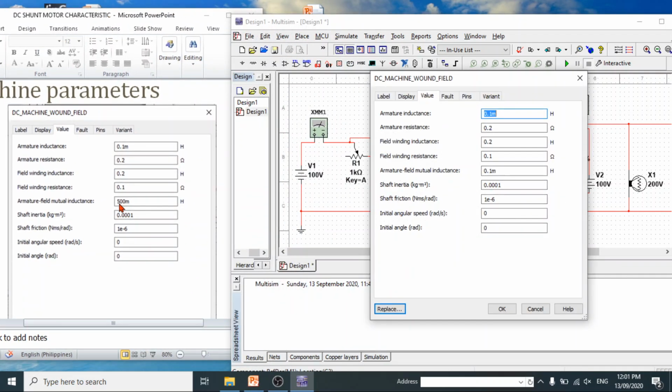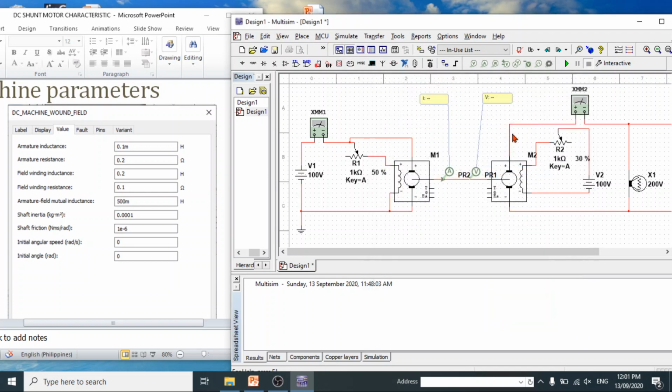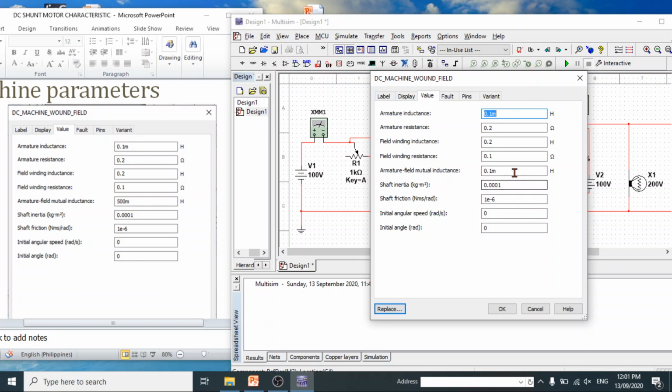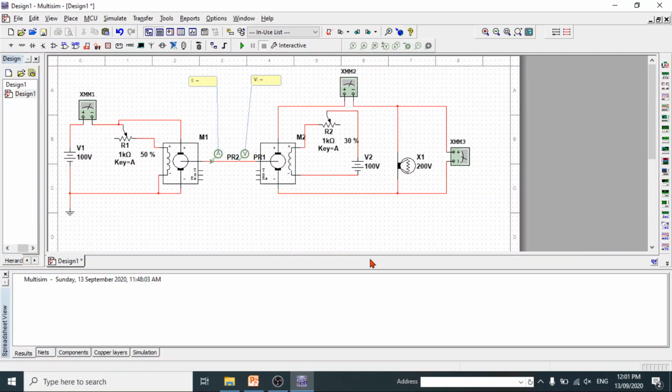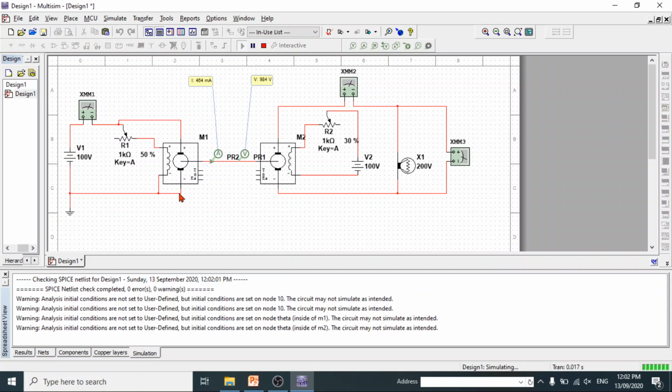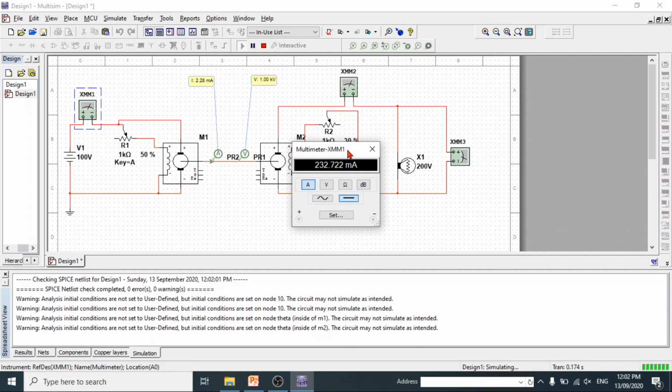Only the armature field. This will be 500 milli. Use small letter m. And then this would also be 500 milli. Now we'll try to simulate the circuit. Click this icon or just press F5. Double click this one.